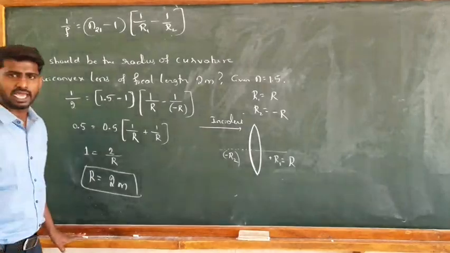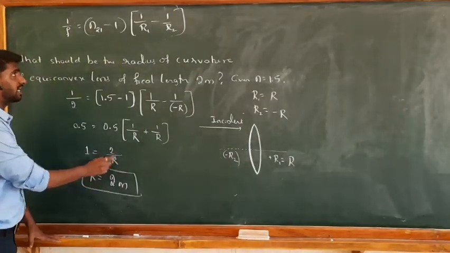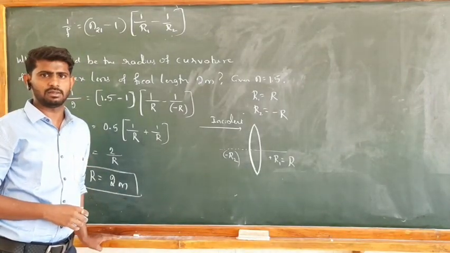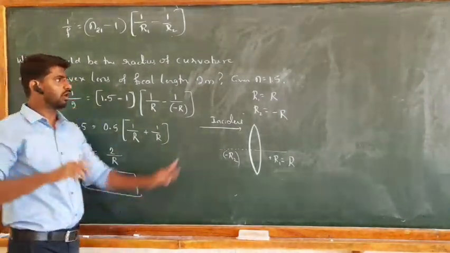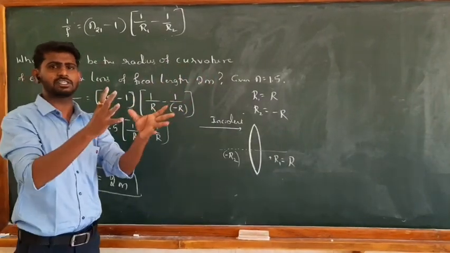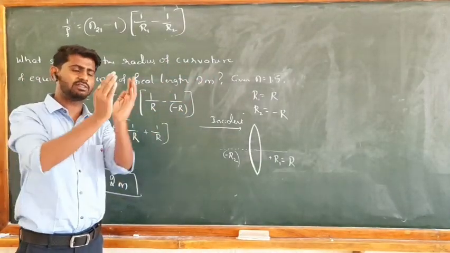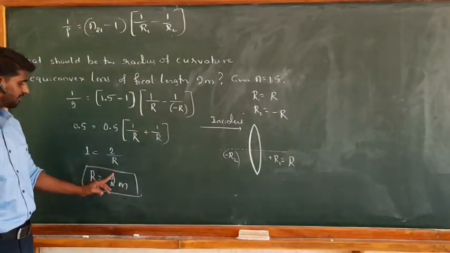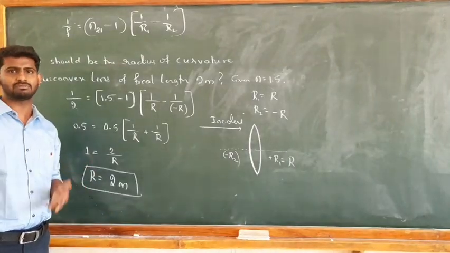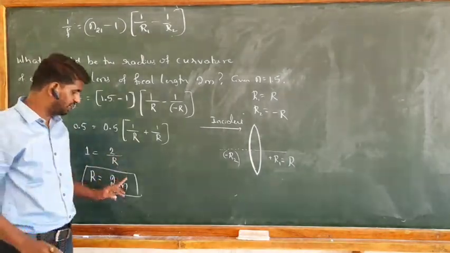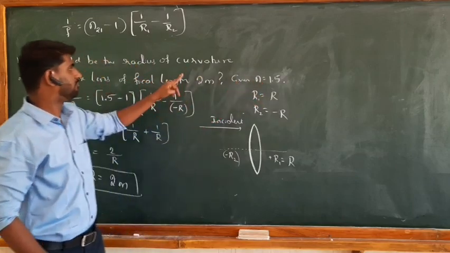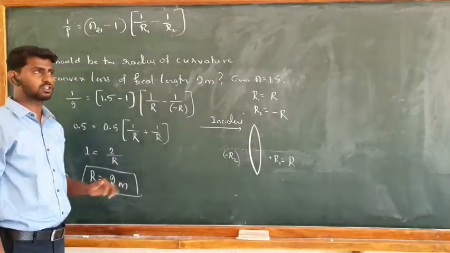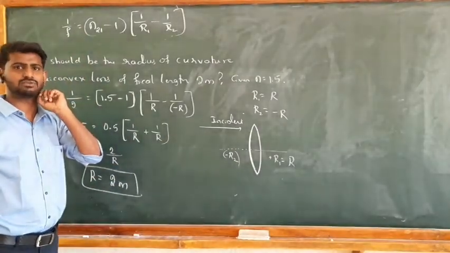This equation is the lens maker's formula. We have a focal length of 2 meters and a convex lens, so we get the radius of curvature from this calculation. This point is important. So this is the lens maker's formula.